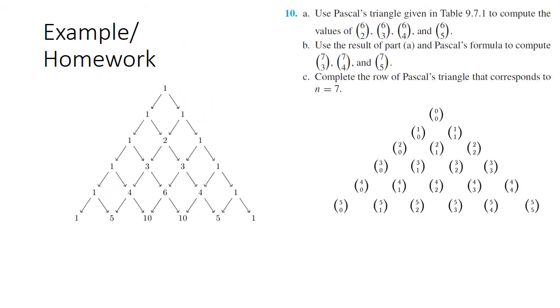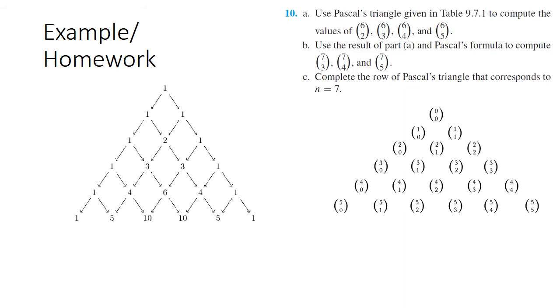Okay, let's do a couple of examples and homework problems. I'm just going to do part A of number 10 here, and parts B and C are all your homework. Use Pascal's triangle, which they give in a table in the book but I've pasted it on here, to compute the values of 6 choose 2, 6 choose 3, 6 choose 4, and 6 choose 5. So where would these be in our triangle? I've shown it up through 5 choose 0 through 5 choose 5.